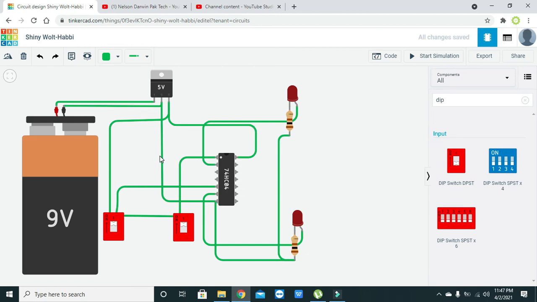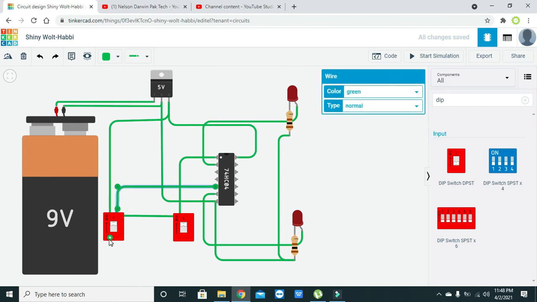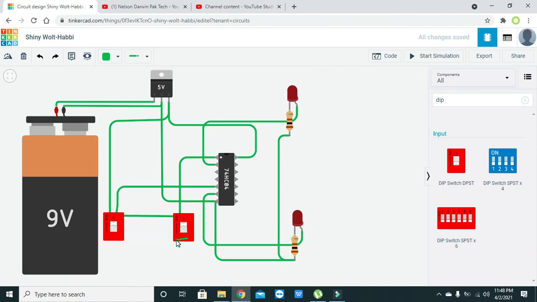Now it is input 1A and output 1A. Input 2 and output 2. Input 3 and output 3. Yes, it is okay. Now again we will check it. We will start our simulation.